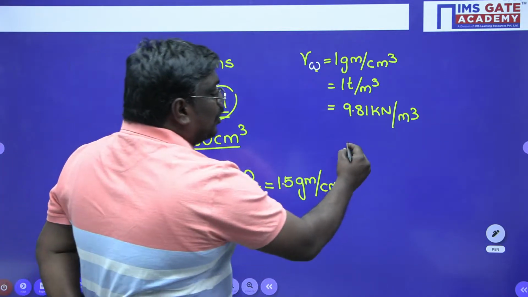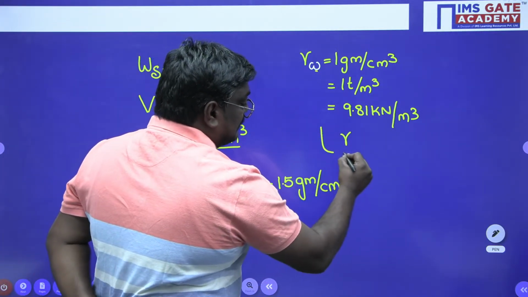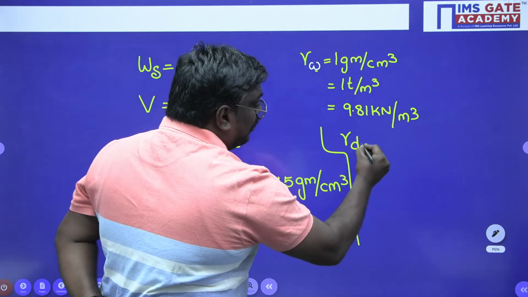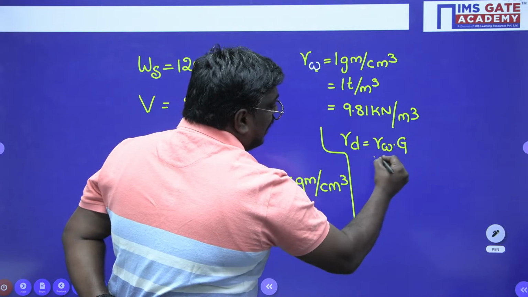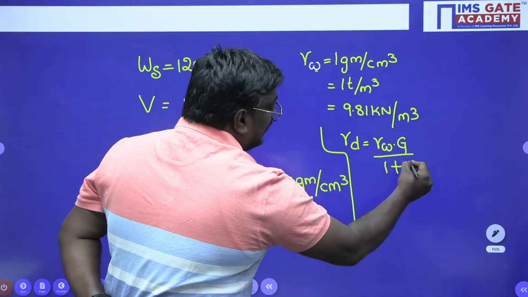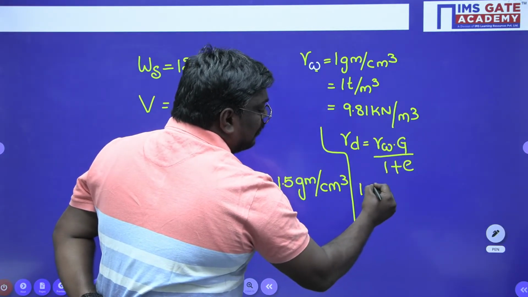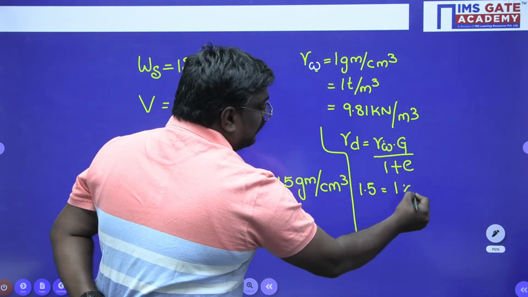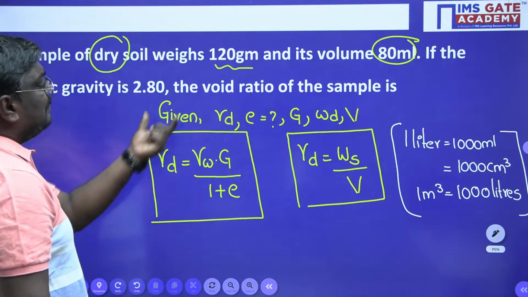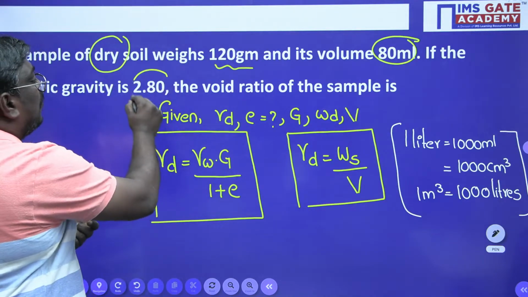Now we know the relation, that is gamma D is equal to what, my dear students? It is taken as gamma W into G upon 1 plus E. So here you know gamma D is 1.5 gram per cc and gamma W is 1. And what is the value of G given in the problem? It was given as 2.8.